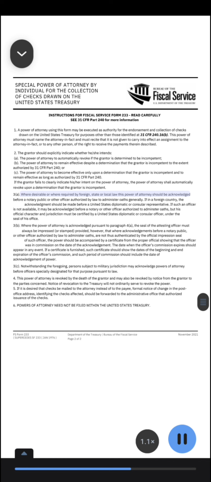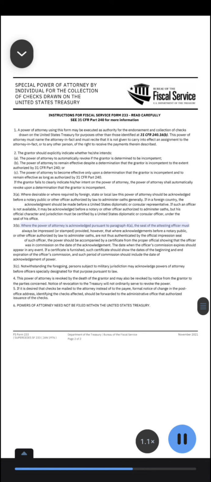3. Where desirable or where required by foreign, state or local law, this power of attorney should be acknowledged before a notary public or other officer authorized by law to administer oaths generally. If in a foreign country, the acknowledgement should be made before a United States diplomatic or consular representative. If such an officer is not available, it may be acknowledged before a notary or other officer authorized to administer oaths, but his official character and jurisdiction must be certified by a United States diplomatic or consular officer, under the seal of his office.